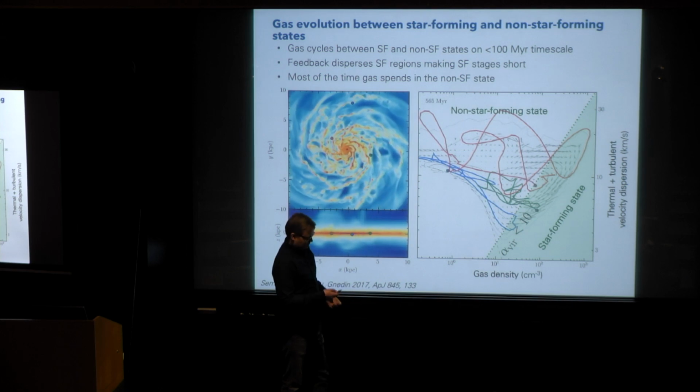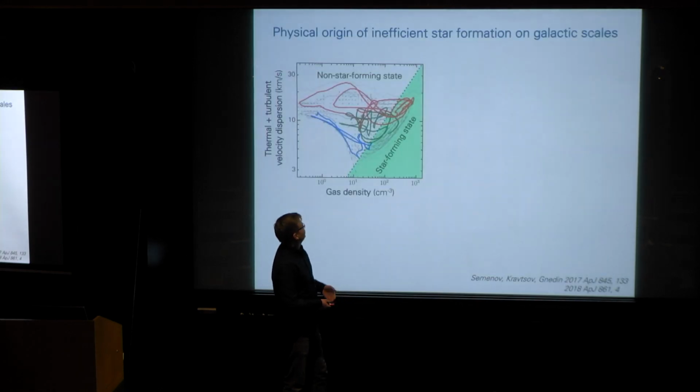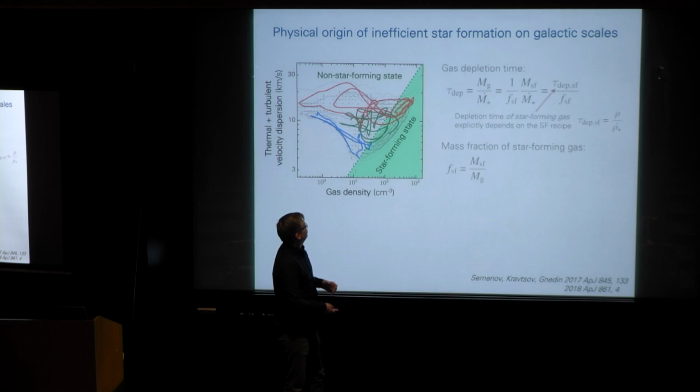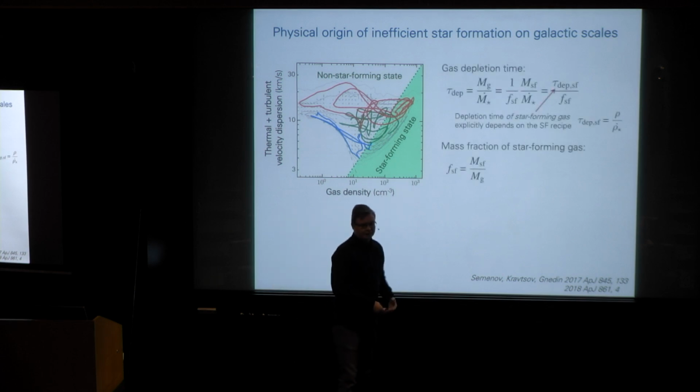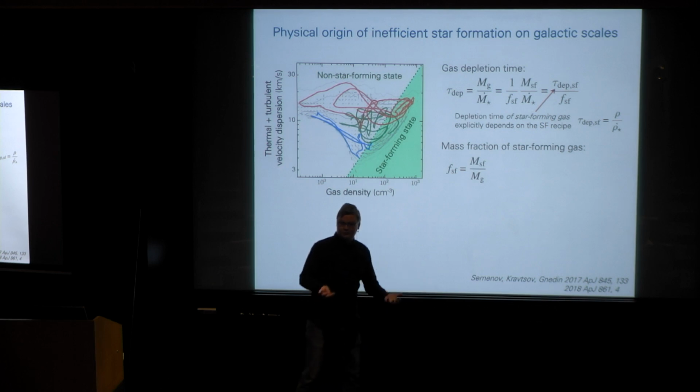And it can be expressed actually analytically. If we have this picture in mind, we can write down this so-called gas depletion time, which is just the ratio of gas mass and star formation rate. It's the time scale in which all gas mass will be converted into stars.